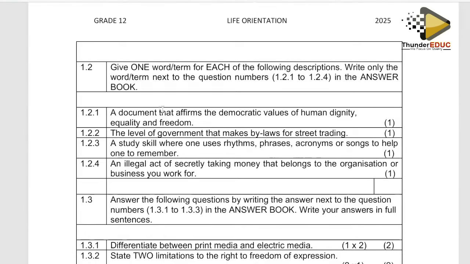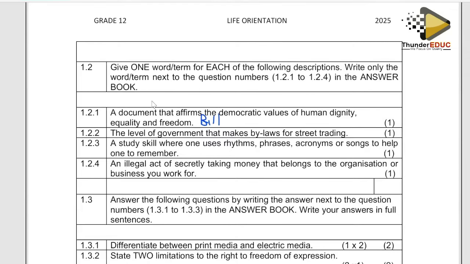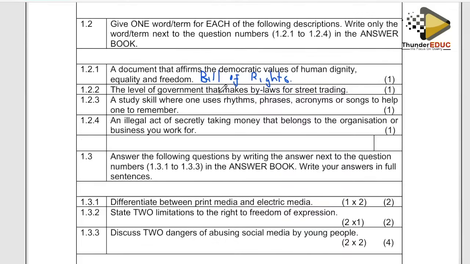1.2.1, a document that affirms the democratic values of human dignity, equality, and freedom. This particular document is known as the Bill of Rights. It is the document which affirms the democratic values of human dignity. It is the cornerstone of South Africa's democracy. It is known as the Bill of Rights.